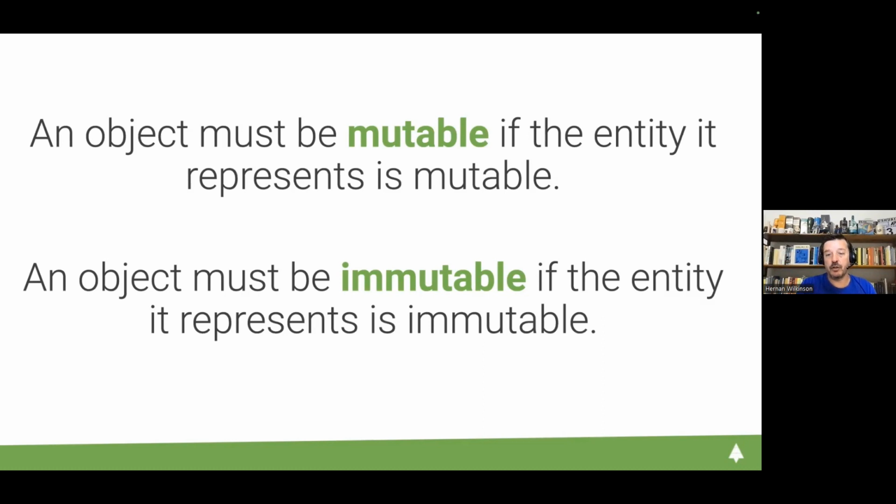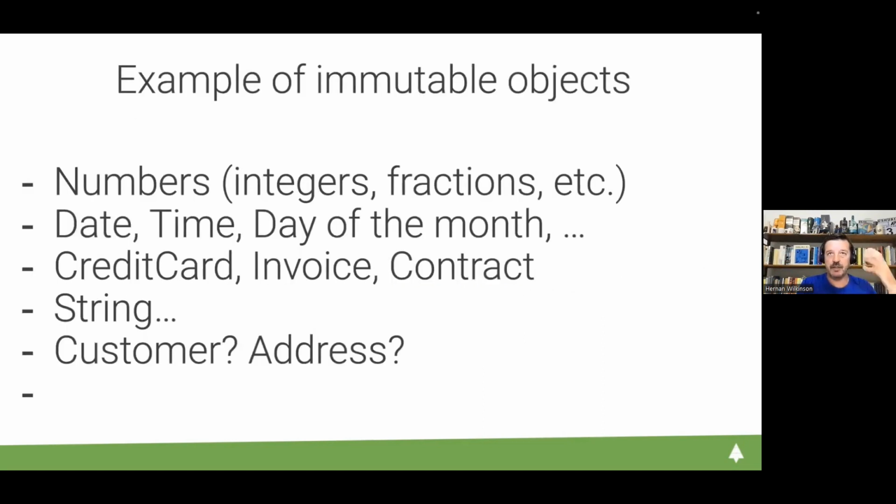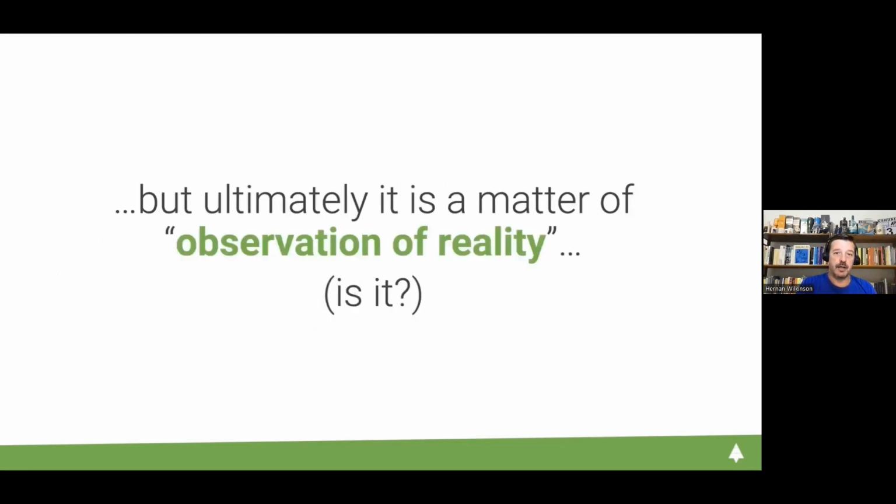And of course, like I said, there are many objects that we can think of as immutable, but something we should not lose sight of is that whether something is mutable or immutable sometimes depends on how we observe the problem domain. It's a problem of observation. There are many ways to understand a problem domain. There are many ways to understand reality. So it's not always that easy to see that something is mutable or immutable.